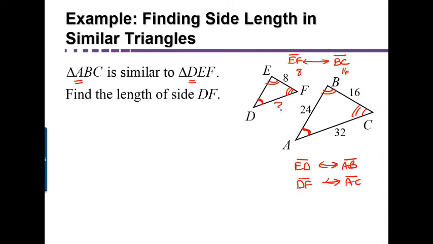They're asking us to find DF. We just said that DF corresponds to AC. Notice that BC was 16 while EF was 8. BC is twice as big. You would have to multiply 8 by 2 to get 16. So it must be the case that AC is also twice as big. So what number would we have to multiply by 2 to get 32? If you said 16, you're correct. Side DF is actually length 16.